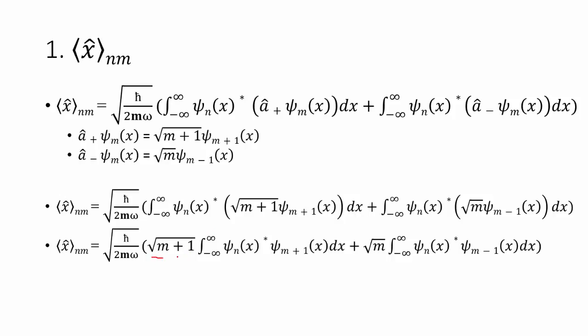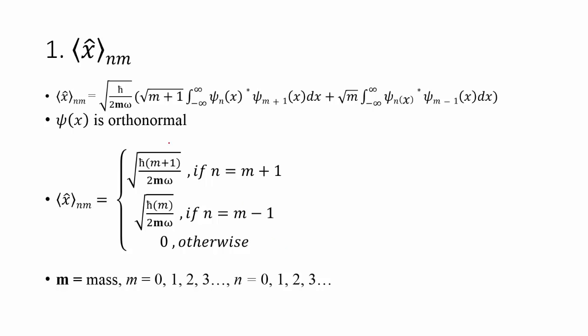And we can take the constants out just to simplify the calculation. And we have very simple integrals at this time. It's just the product of two wave functions, and taking integrals from minus infinity to infinity. Since the wave functions are orthonormal, we know that when the two coefficients are equal, we end up with a 1 for the integral. When the two coefficients are not equal, we end up with 0.